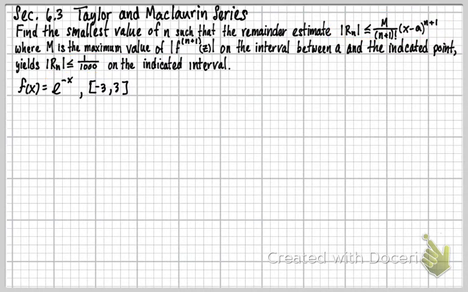And then it says on the indicated interval. So on this interval, for this function f of x equals e to the negative x, we want to be on this interval from negative 3 to 3, and we're going to take our Taylor polynomial out far enough to where this remainder that I have is going to be less than 1 over 1,000.